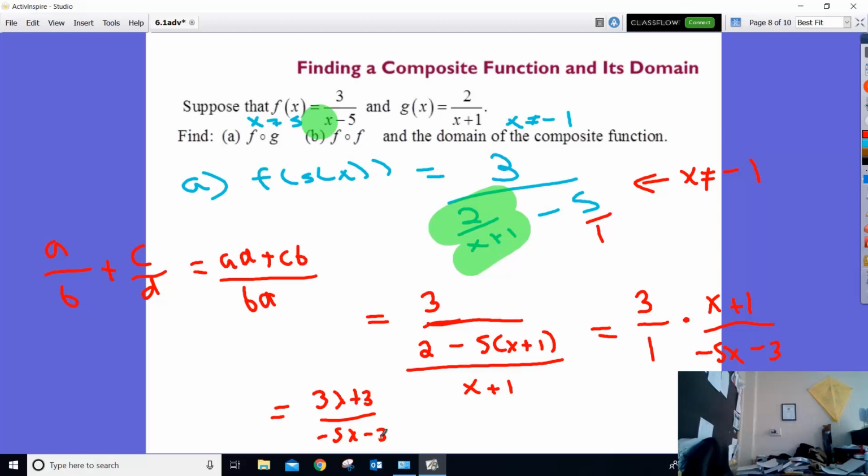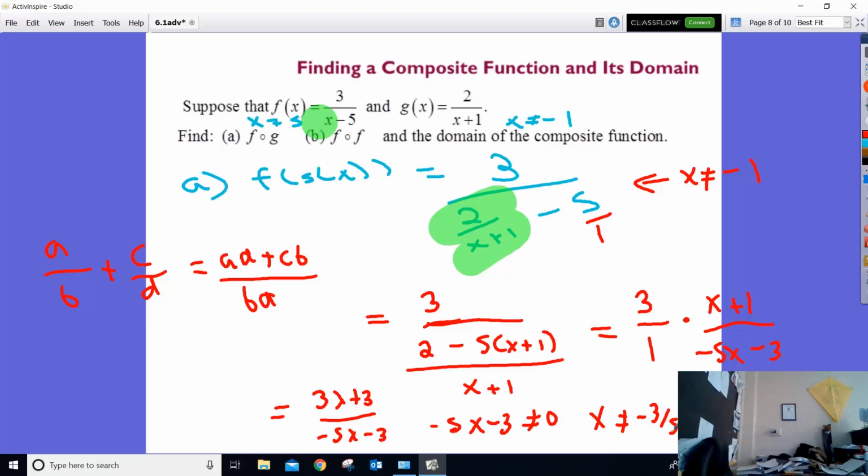What would it be? Not 3/5. Negative 3/5. You know, kind of go back to what you're doing on that last exam. Hopefully you're saying negative 5x minus 3 cannot be 0. Add 3, divide by negative 5. X cannot be negative 3/5.